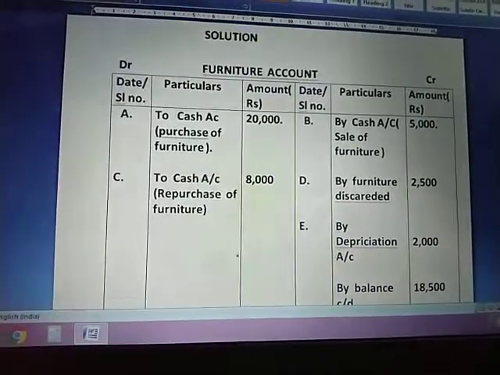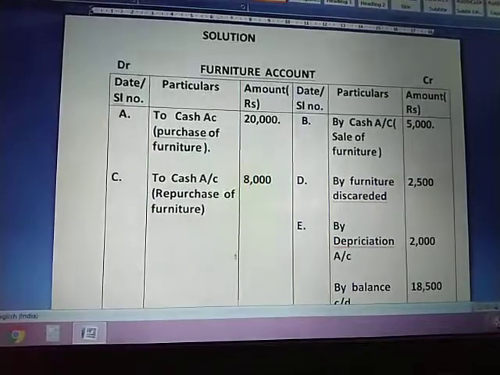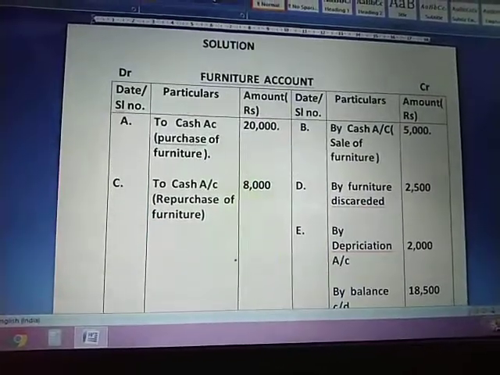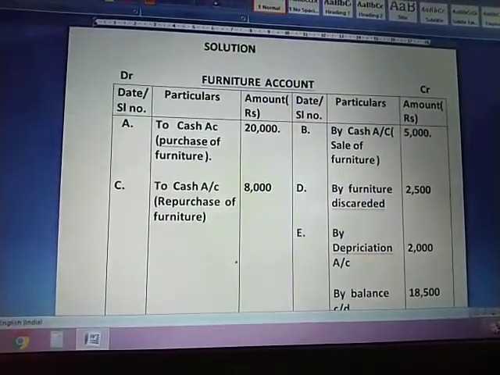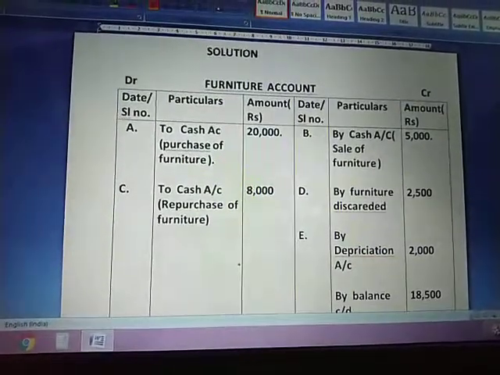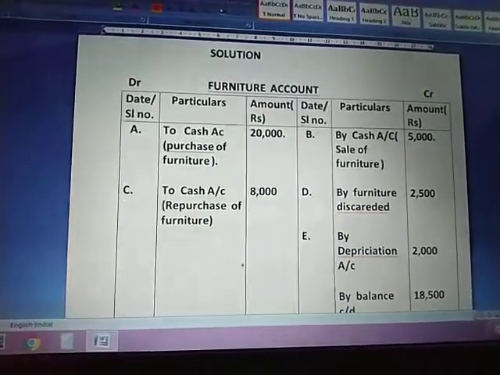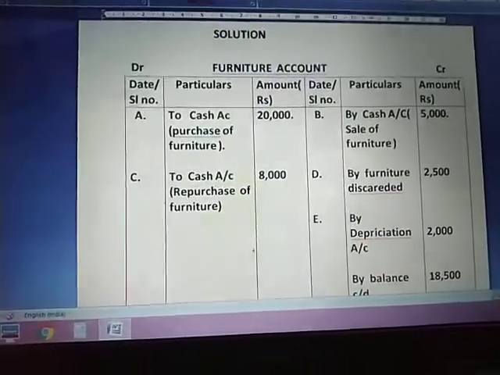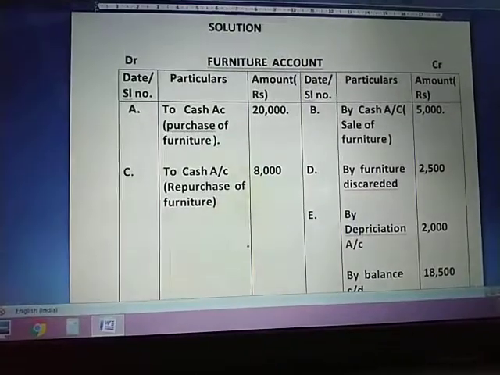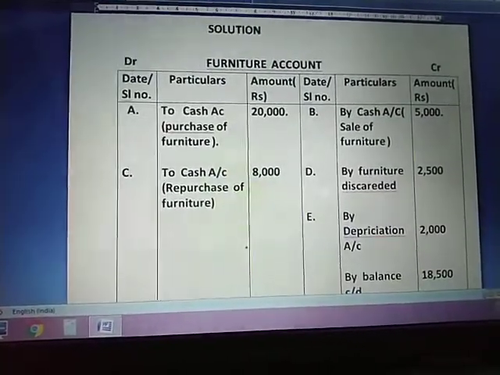Next is by depreciation account. That means this is also a reduction in the value of the asset. Depreciation, I have told you in your earlier chapters, is the reduction in the value of an asset due to the use of the asset. So that is why we are deducting the value of the asset by rupees 2,000 as depreciation, and that is why it is recorded on the credit side of the furniture account.